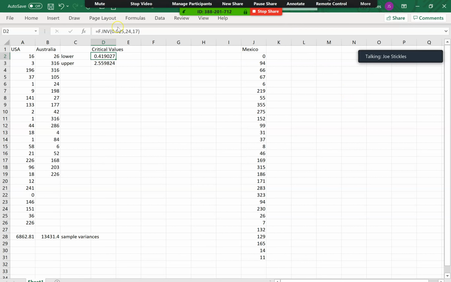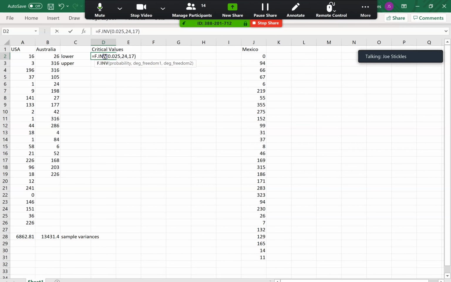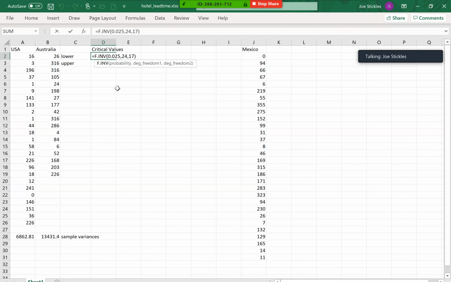Okay, so here, yeah, I figured part of this was going to be issues with the hotspot, so I apologize. All right, so here, what we're doing with the critical values is looking to find the cutoff for the lower 2.5%. So that's why I've got the 0.025 here.